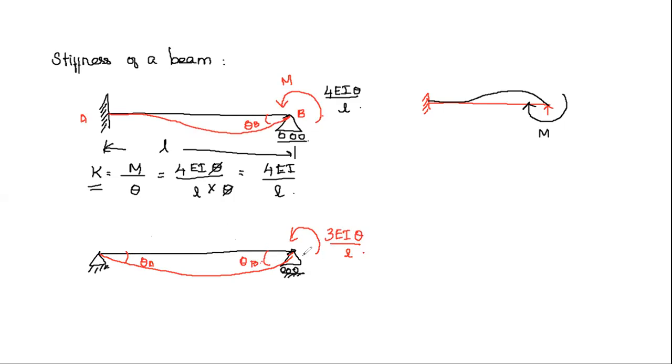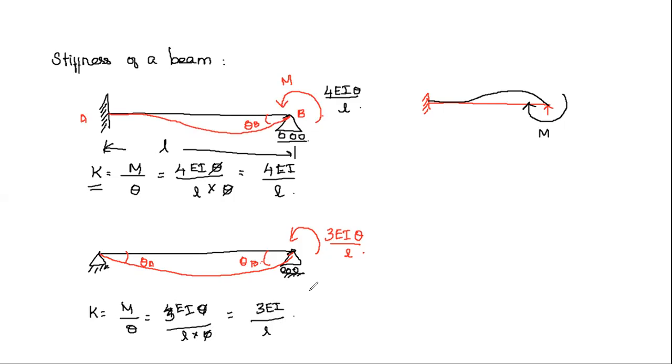3EI theta by L, which implies K is equal to M by theta, which is 3EI theta by L into theta, which is equal to 3EI by L. So we will be asking one more question regarding when the far end of the beam is fixed, what will be the stiffness of the beam? And there will be some other options. And the correct option is 4EI by L.